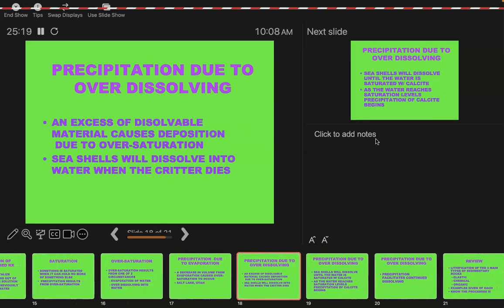Precipitation due to over-dissolving. An excess of dissolvable material causes deposition due to oversaturation. See, aren't you glad I turned that into a bouncer example instead of just giving you that definition? Seashells will dissolve into water when the critter dies. There's another slide to follow that thought in a moment here. I know some of you are frantically writing all this down, even though you have access to them online.